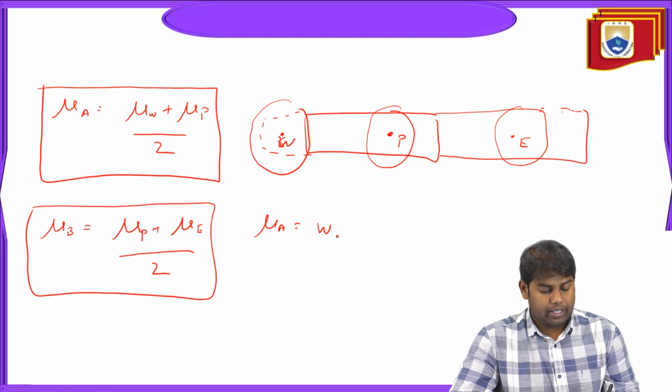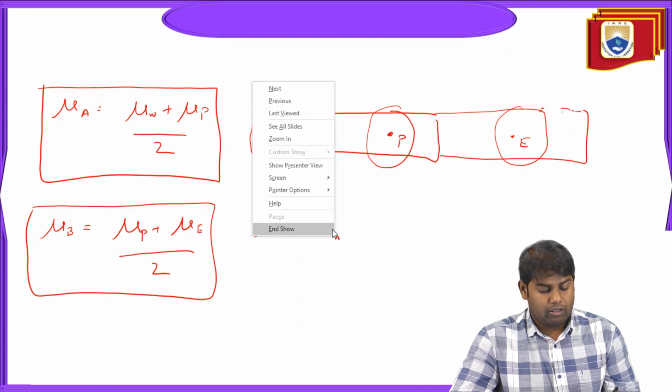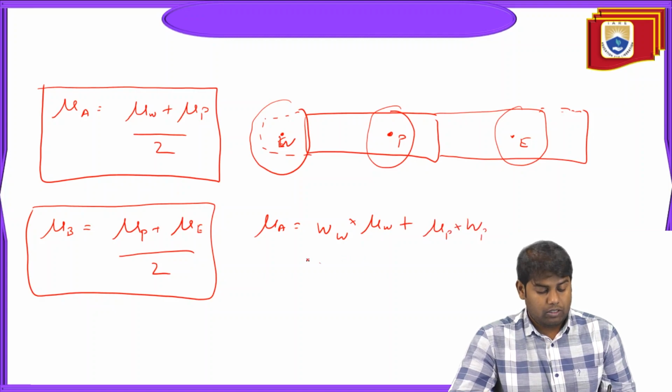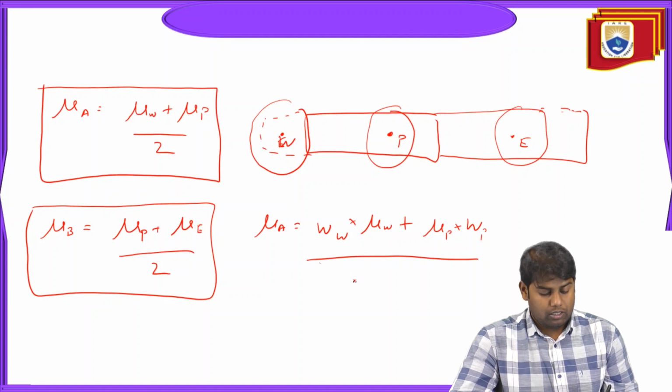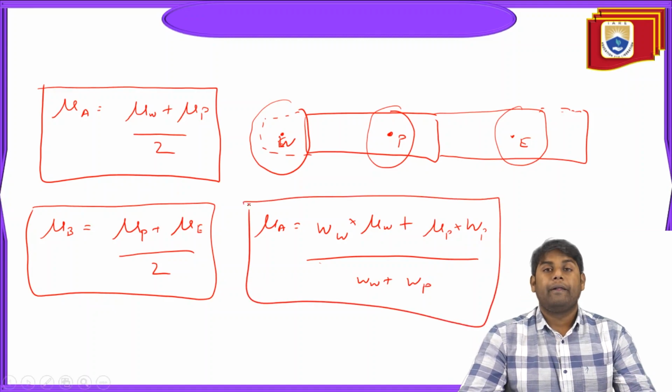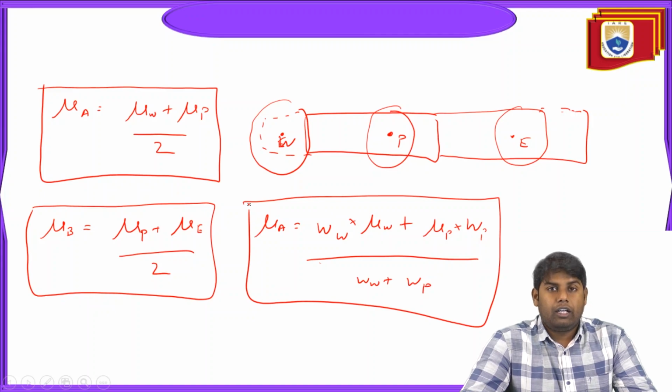So the weighted function at cell west into mu of W plus mu P into the weighted function of P, divided by the weighted function of W plus the weighted function of P. So this is one terminology. Okay, so we cannot directly take the value average for all the cases.